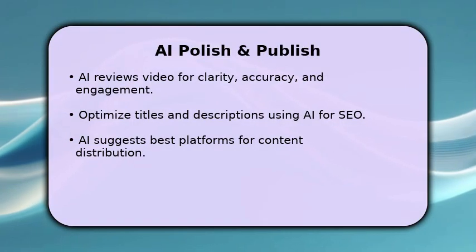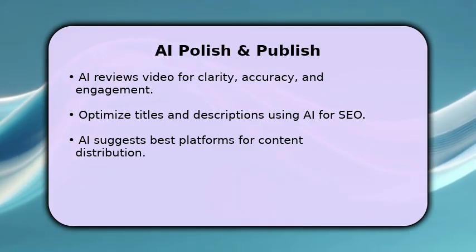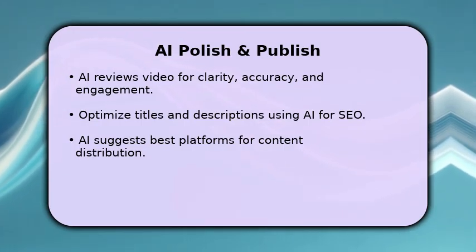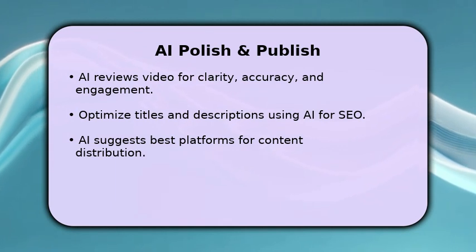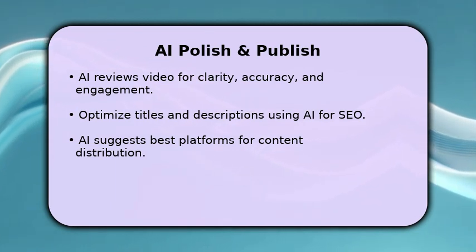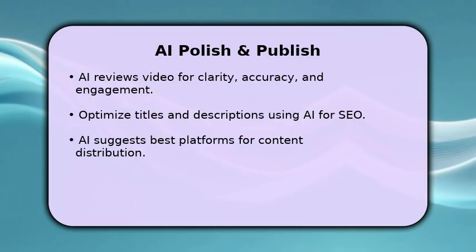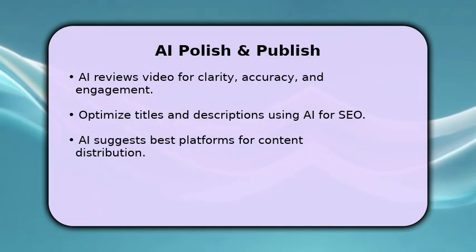Finally, before publishing, AI performs a comprehensive review of your video, checking for consistency, factual accuracy, and overall viewer engagement. It can even suggest improvements to your title and description for optimal search engine visibility, ensuring your video reaches the widest possible audience. Once published, AI tools can monitor performance and analyze audience feedback, providing invaluable insights for your next project.